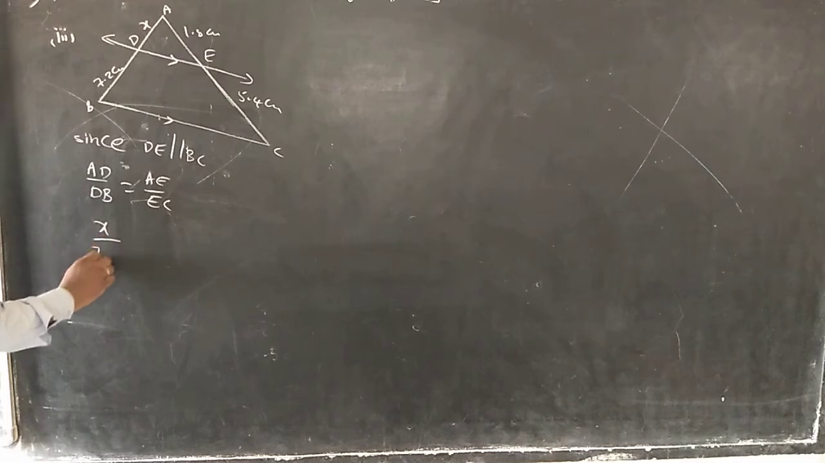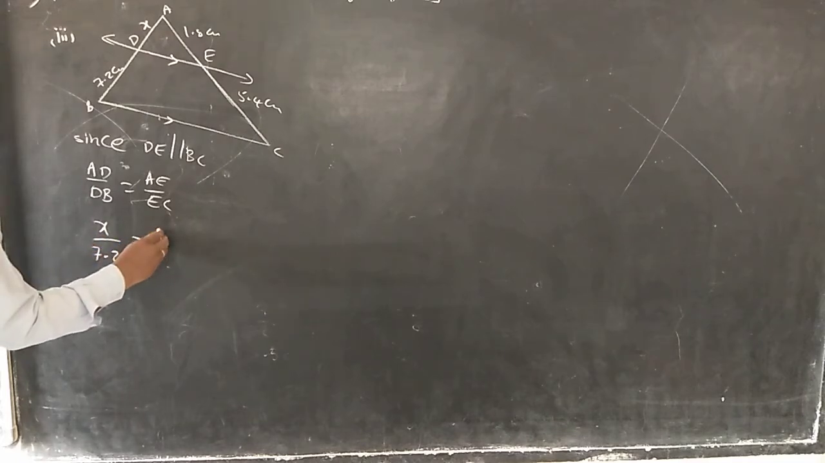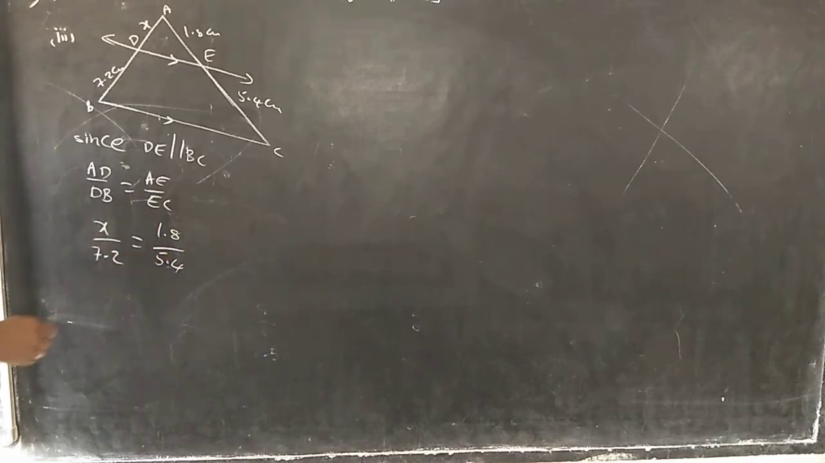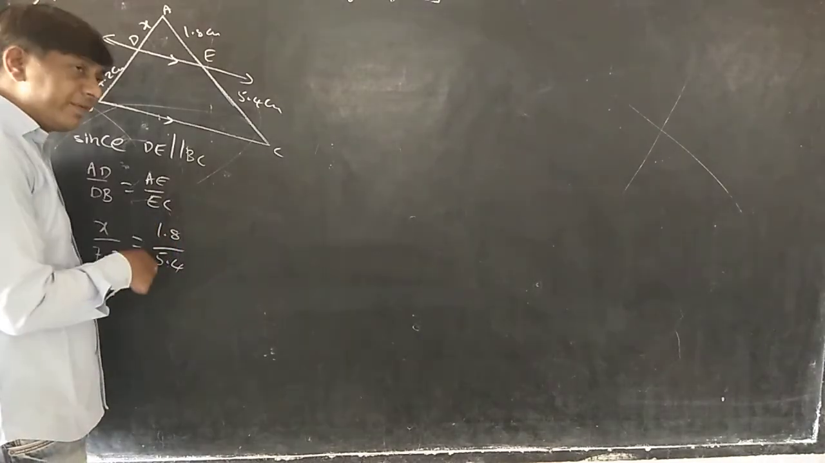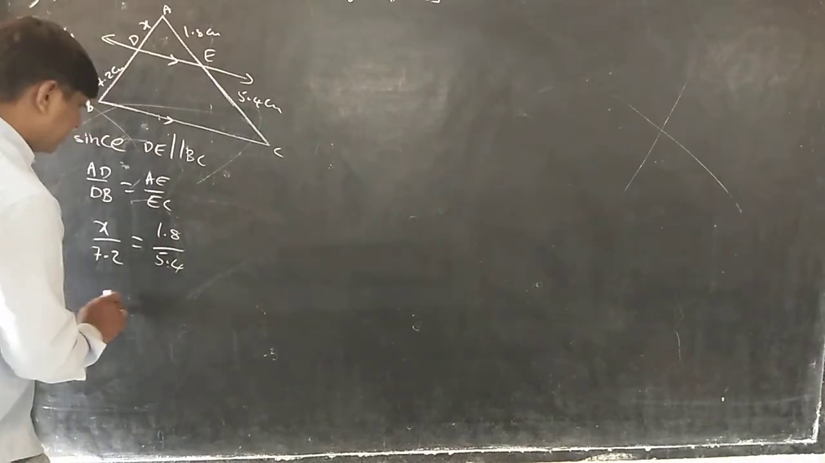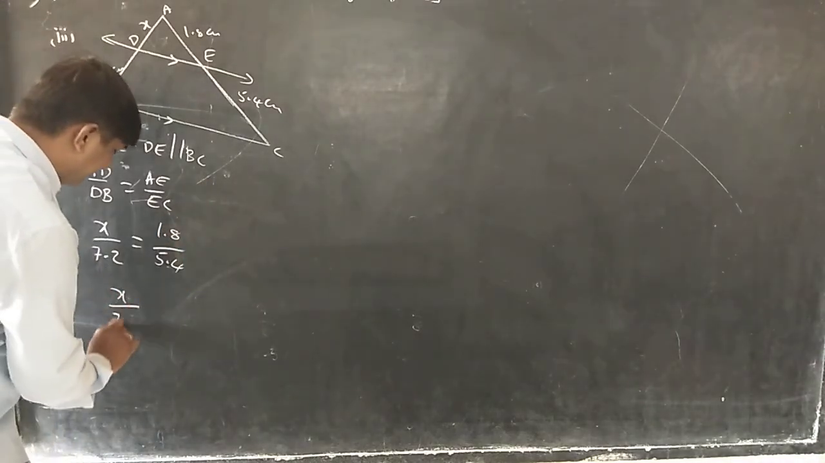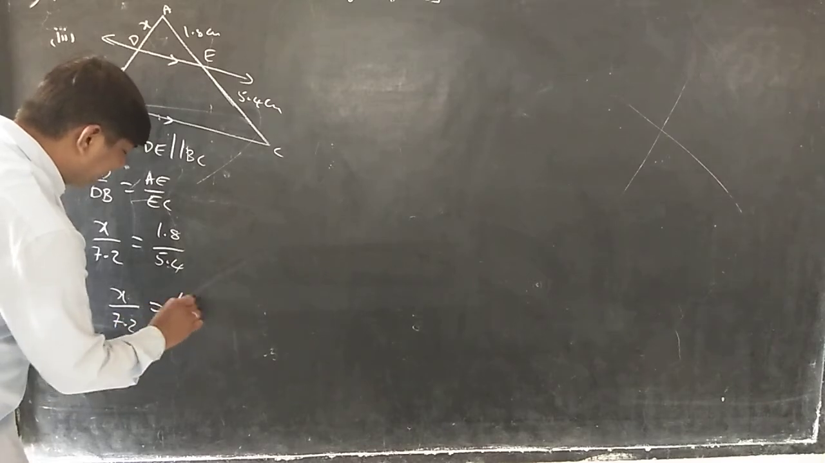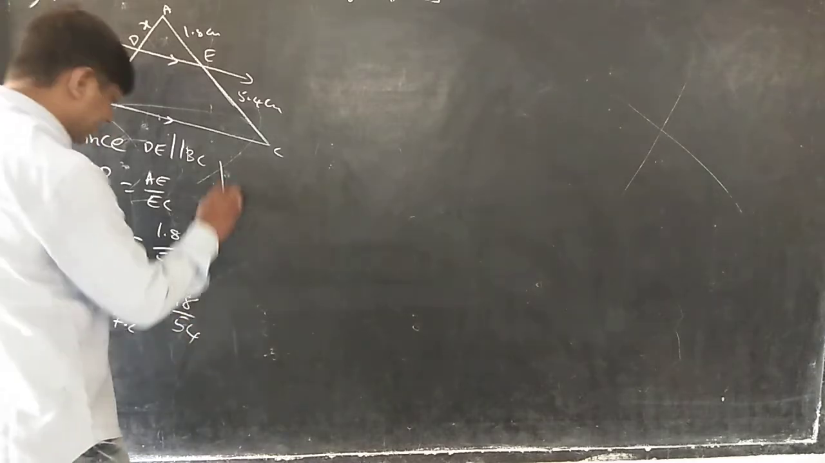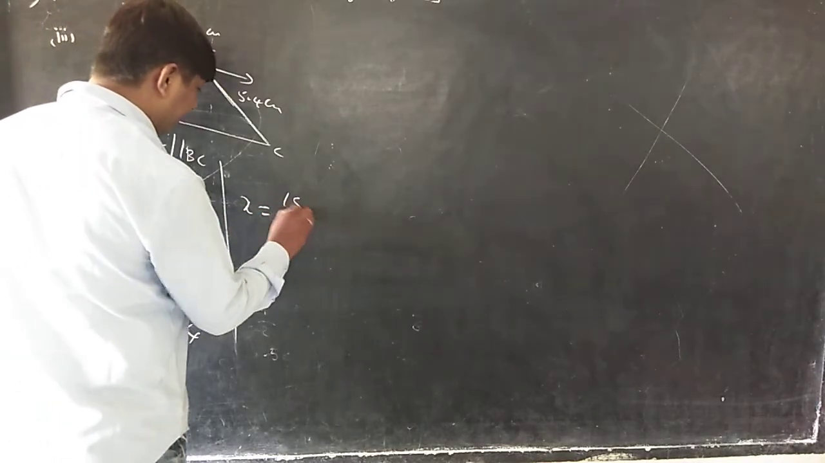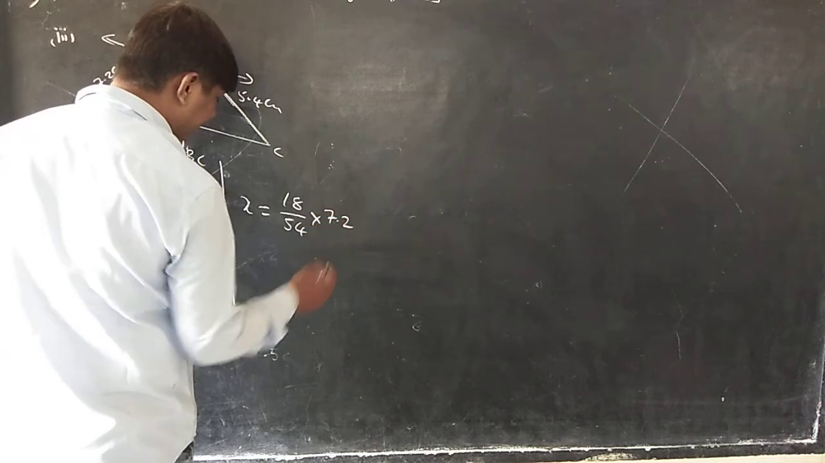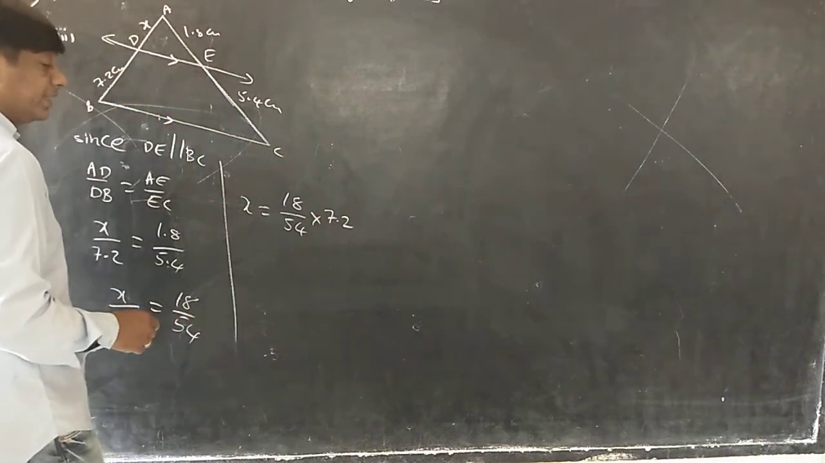Substitute those. x by 7.2 centimeters is equal to 1.8 by 5.4. Decimal point after one digit is there, so we can eliminate this decimal point here. So what do you get here? X by 7.2 is equal to 18 by 54. Decimal point after one digit, here also one digit. I cancel it. Now x is equal to 18 by 54 into 7.2.